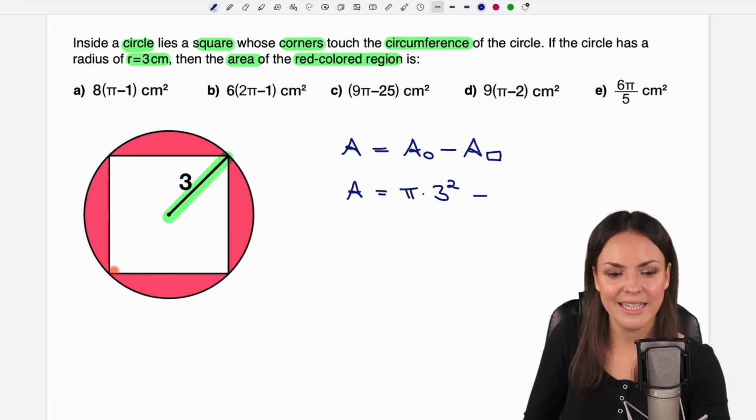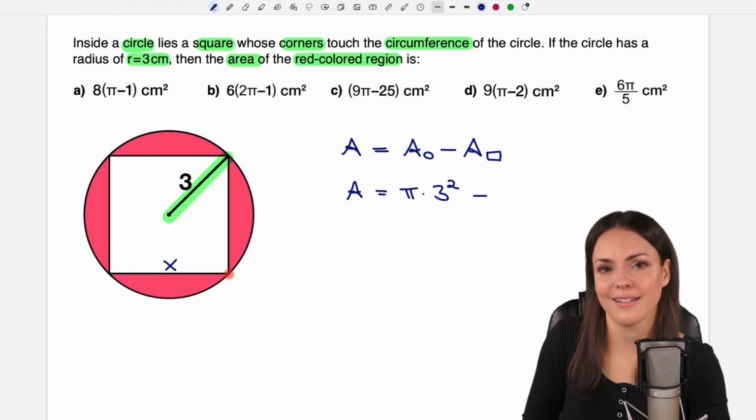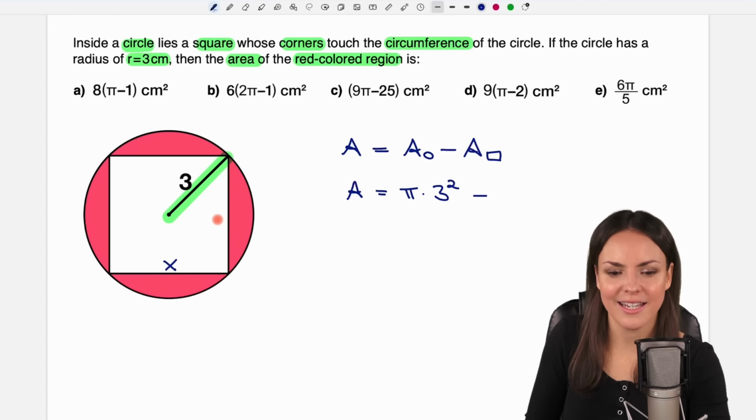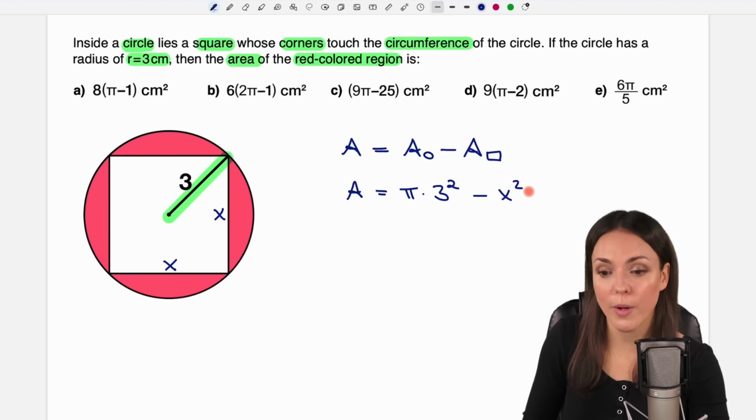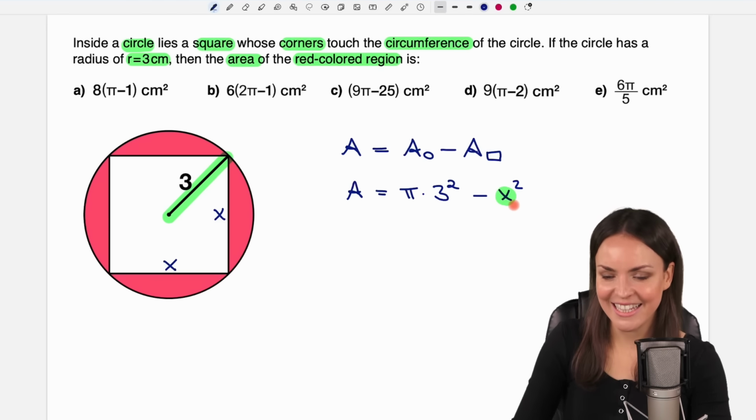For this, we need the length of the sides of our square. We don't have that yet, so I call this side x, and since it's a square, the other side is of length x as well. For the area, we have x times x, so x squared. The only thing we have to find is the length of x. Then, if we have that, we can solve it.